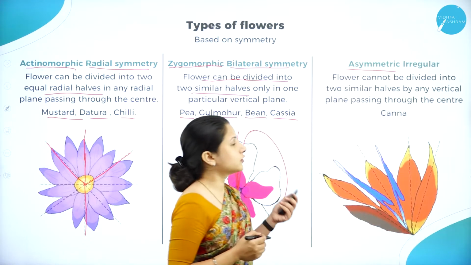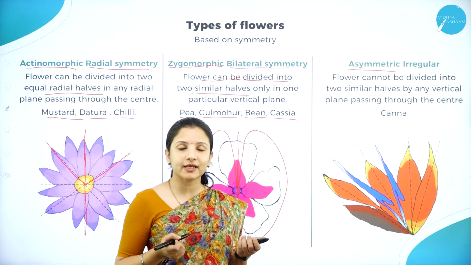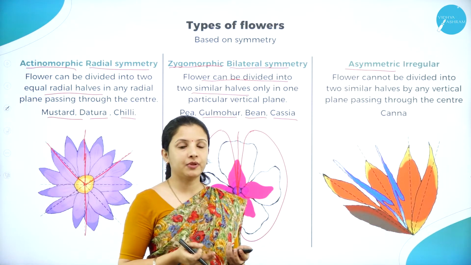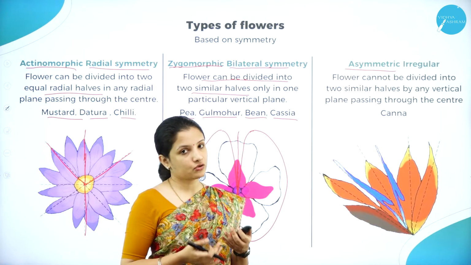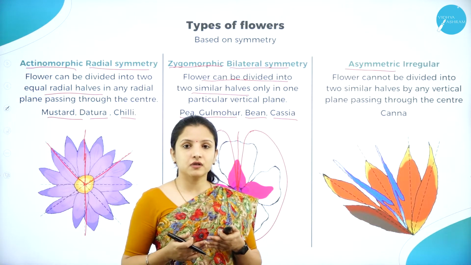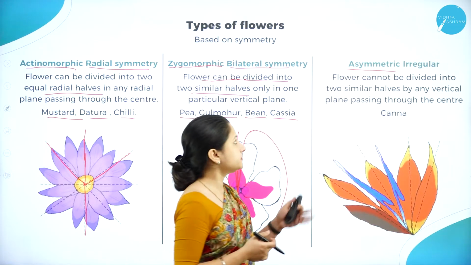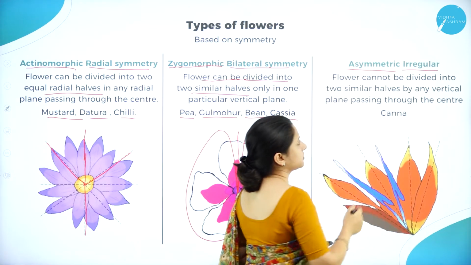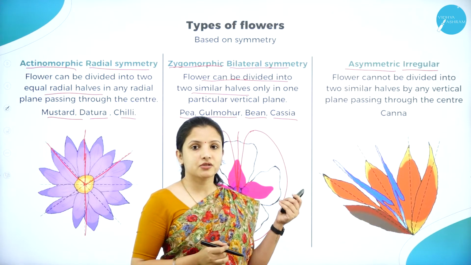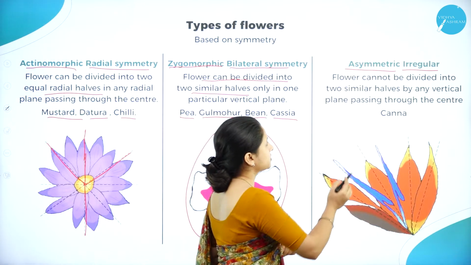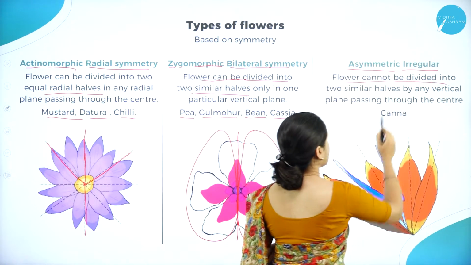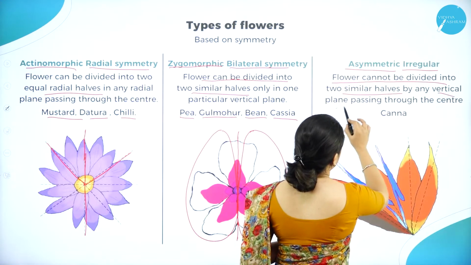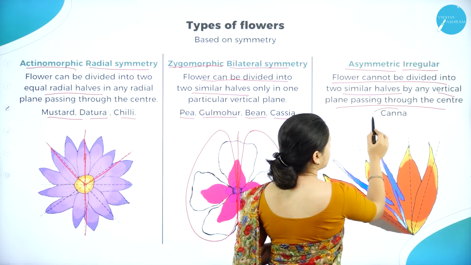So next, moving on to asymmetrical arrangement. So what is asymmetry? Any number of lines you draw in any axis or any plane, the flowers cannot be cut into equal halves. That is, those flowers which do not exhibit a symmetry are called as asymmetrical. They are also called as irregular flowers. So here the flowers, they cannot be divided into two similar halves by any vertical plane passing through the center. The best example is canna.